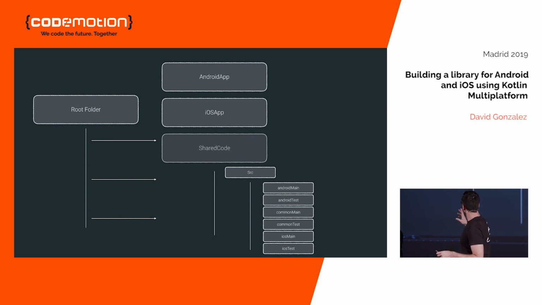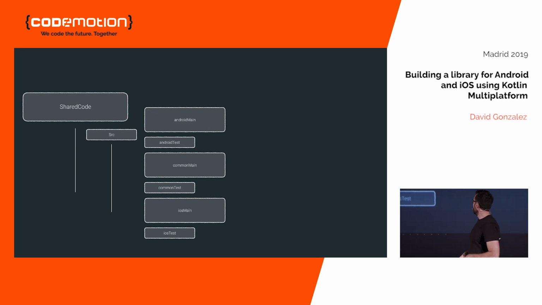You have a source folder that will have two folders per implementation. So let's see, what does that mean? You have the Android main and the Android test, where your Android main will be the source code for whatever you want to use in the Android module, your test folder, and all the same things for the iOS and for the common. So bear with me because it's a bit complicated.